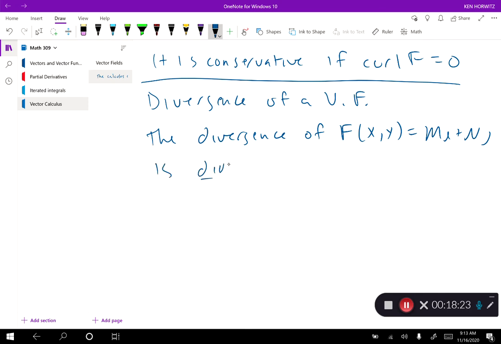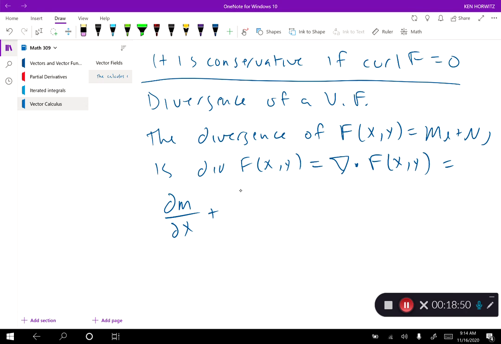div f equals my gradient dot my function. So that would also equal my partial of m with respect to x plus my partial of n with respect to y. Now remember, our dot product yields us back a scalar.